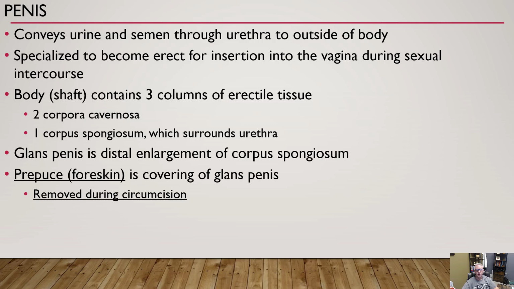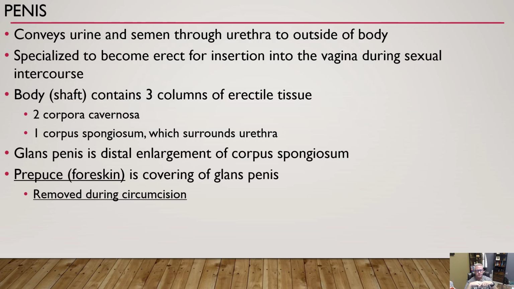The penis itself, we all know what that is. It conveys urine through the urethra to outside of the body, but it also conveys semen through the urethra to the outside of the body. So not only does it have a urinary function, it has a reproductive function as well. And it's specialized to become erect during sexual intercourse.